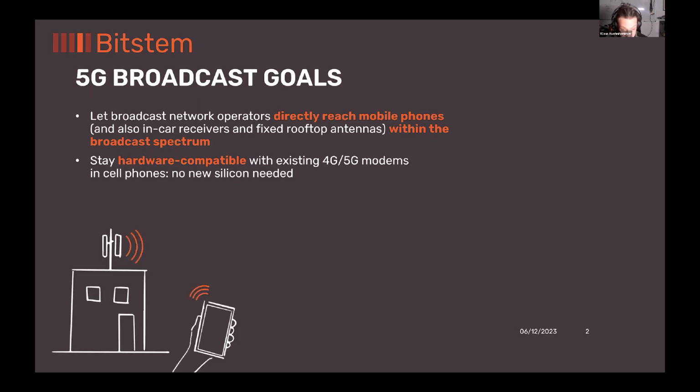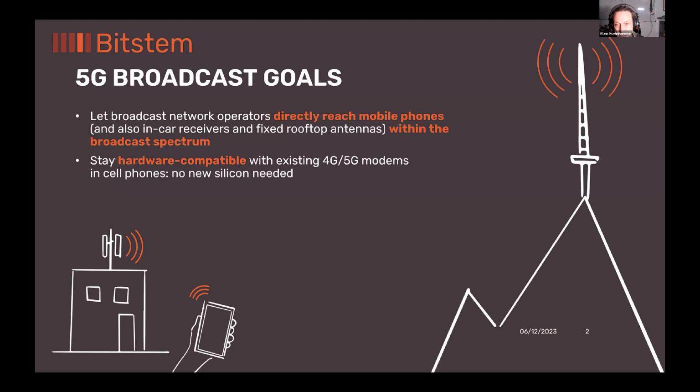Okay, so looking at what we start out with, if we want to keep the phone the same as possible, this is what we have, an MNO network and the phone connected to it. And this is what broadcast network operators like, big sticks on mountains. So the question is, how do we get from one to the other?